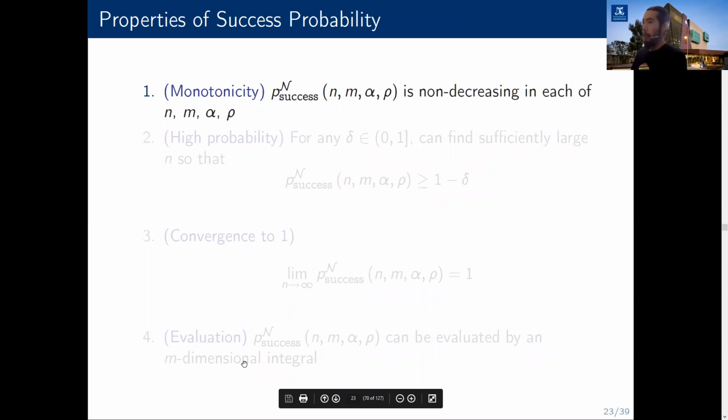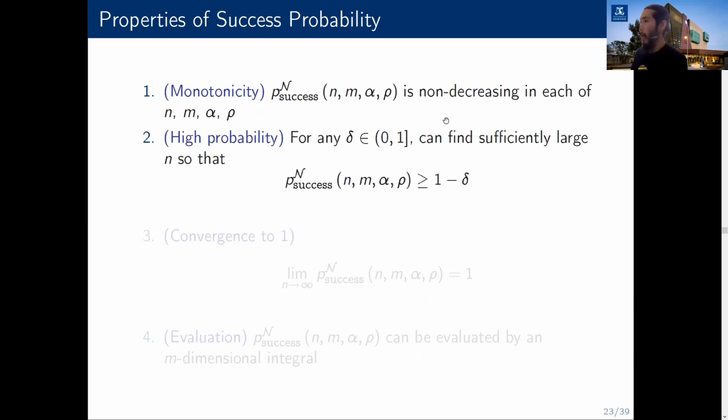So I can say a few things about this success probability. So first of all, we have this non-decreasing property in each of its arguments. We also have this high probability property, which says, well, we can find a sample size n big enough so that this success probability is at least 1 minus delta. And so this really also says that we have this convergence property where if we take the sample size to infinity, our success probability is actually going to converge to 1.